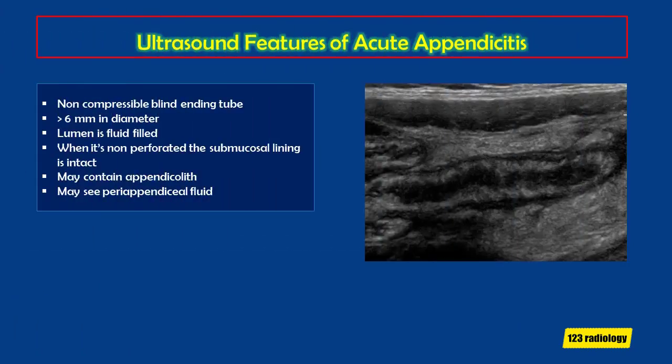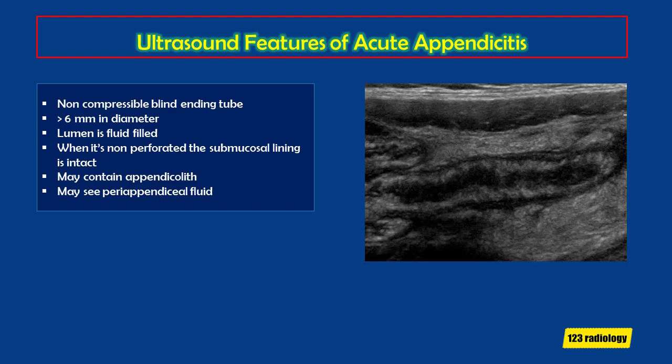Ultrasound features of acute appendicitis. We see a non-compressible blind ending tube, greater than 6 mm in diameter. It is fluid-filled. When it's non-perforated, the submucosal lining is intact. You may see an appendicolith, and you can see periappendiceal fluid.